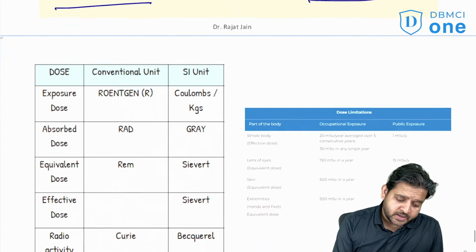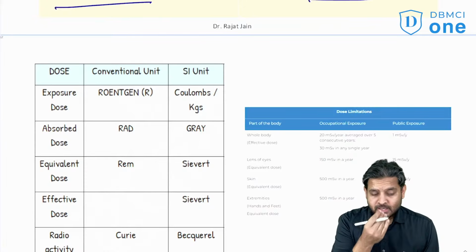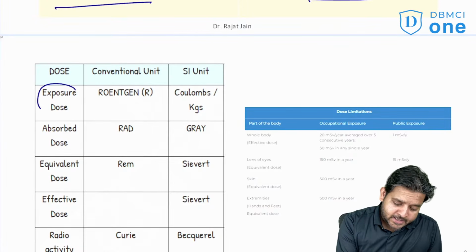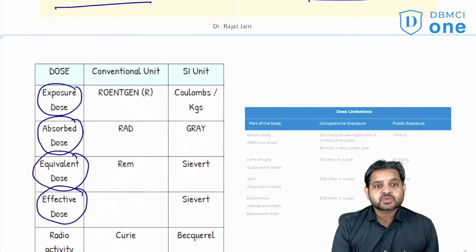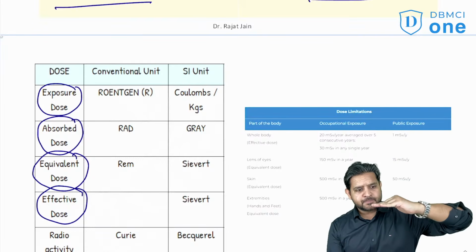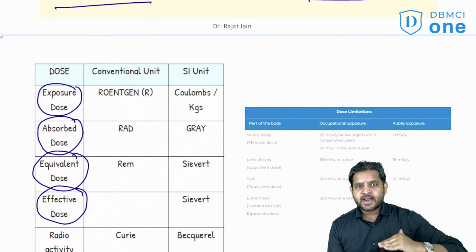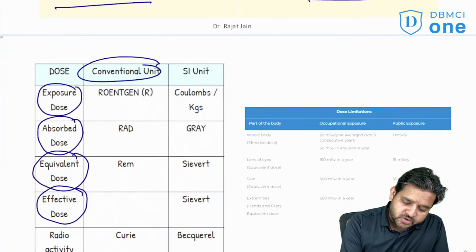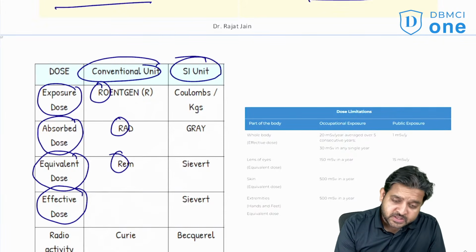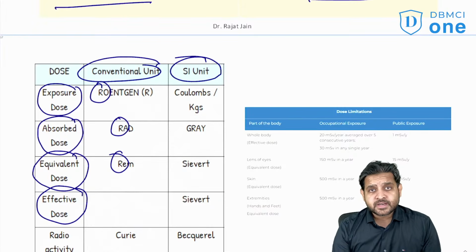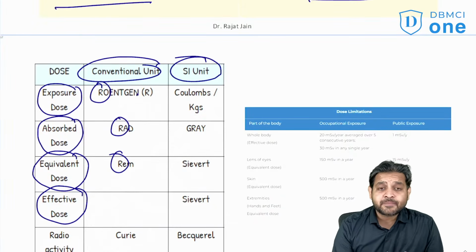It is to be noted that radiation can be measured by exposure dose, absorbed dose, equivalent dose, and effective dose. Exposure, absorbed, equivalent, and effective. Conventional unit and SI unit. So conventional units, don't forget, all start with R. So Roentgen, rad, and rem.